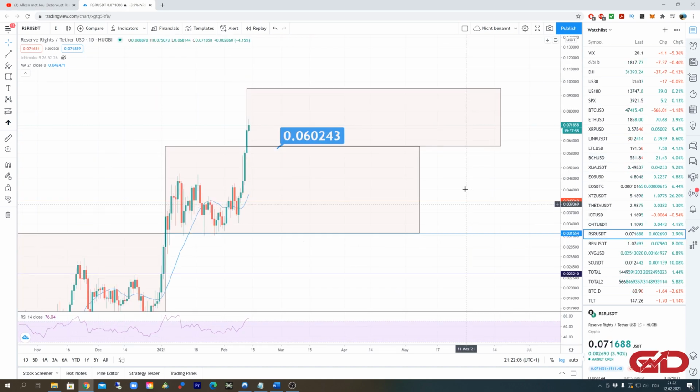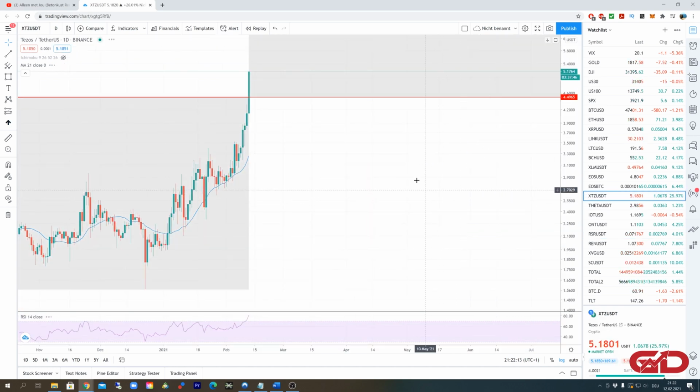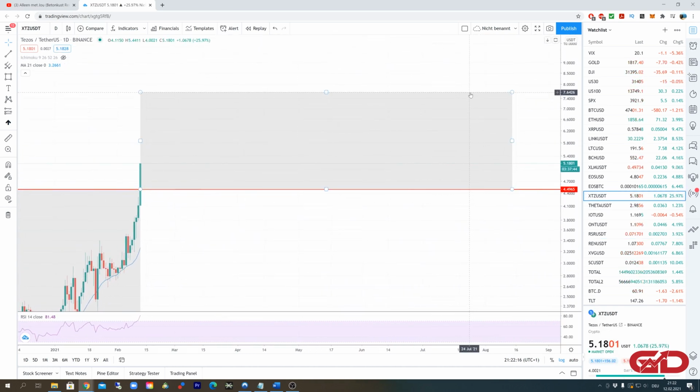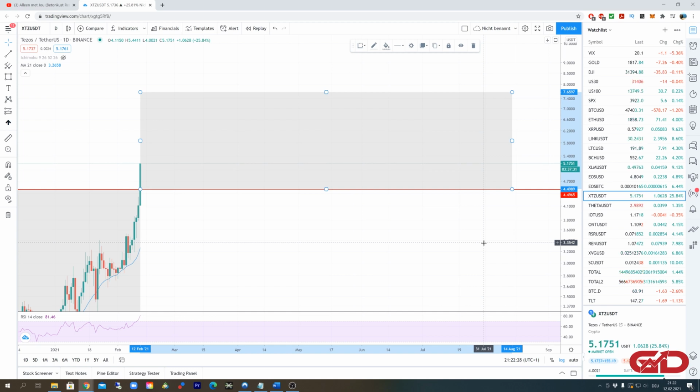And in the end, let's get the final summary. In RSR, the price target is 9.4723 cents. In Tezos, the price target is $7.65. So that is the price target in Tezos.